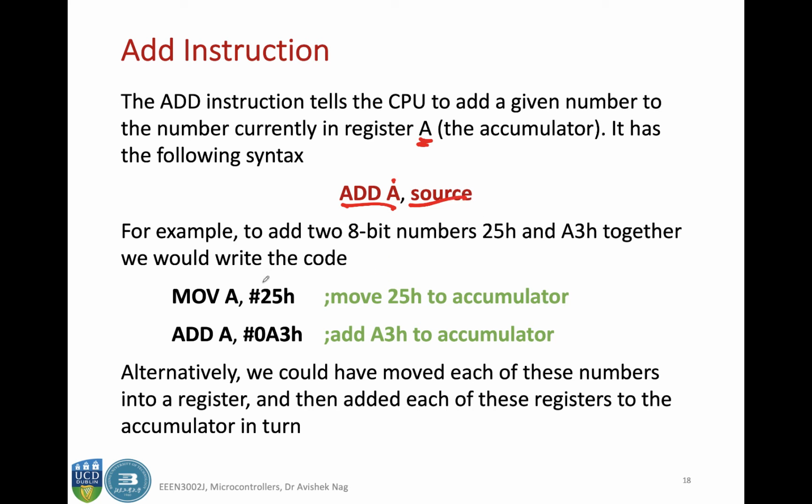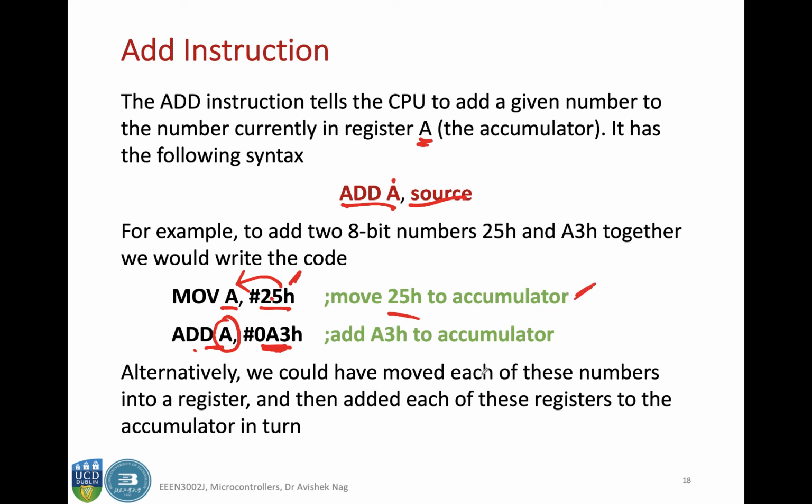So here in this example you are saying move A, 25H, so you are moving this number to the accumulator, and then you are using the add instruction to add this number to this number. So when you need to add two numbers, you move the first number to the accumulator, and then you use the add instruction to add the next number to the contents of the accumulator, which is 25H after you execute this instruction.